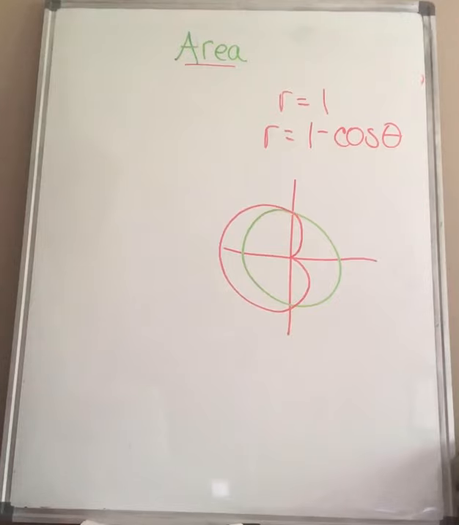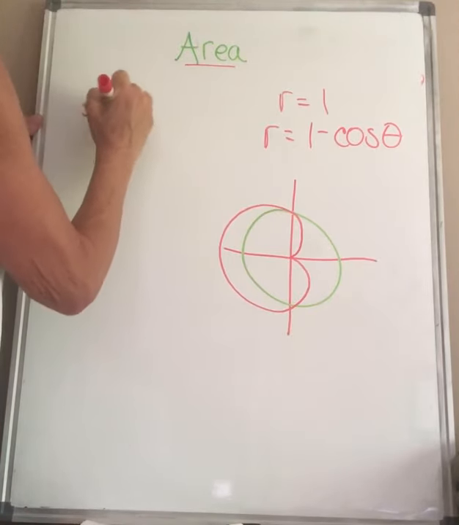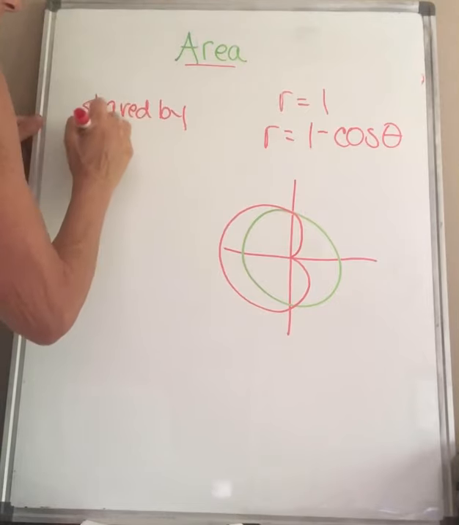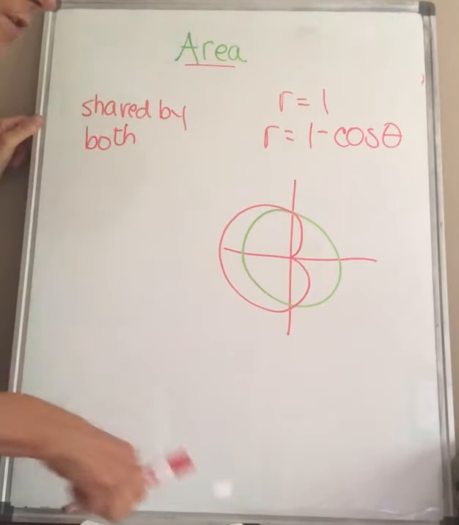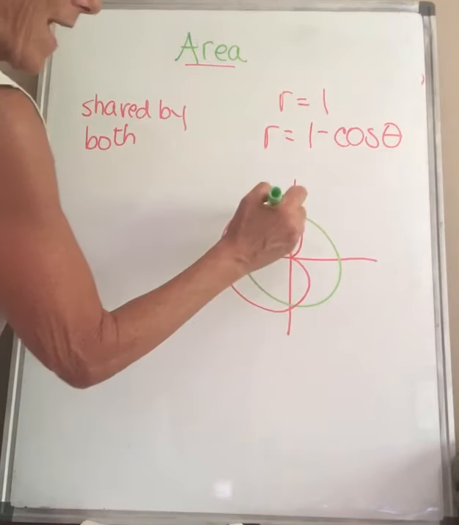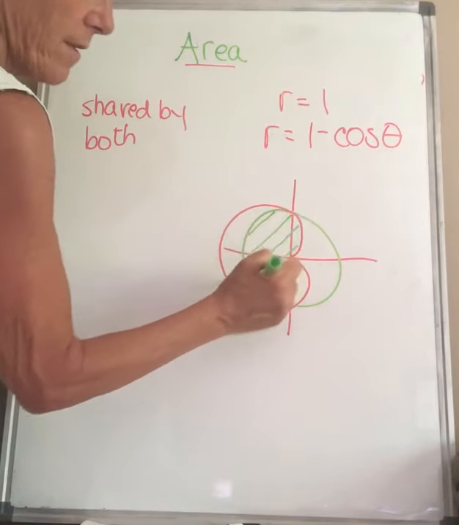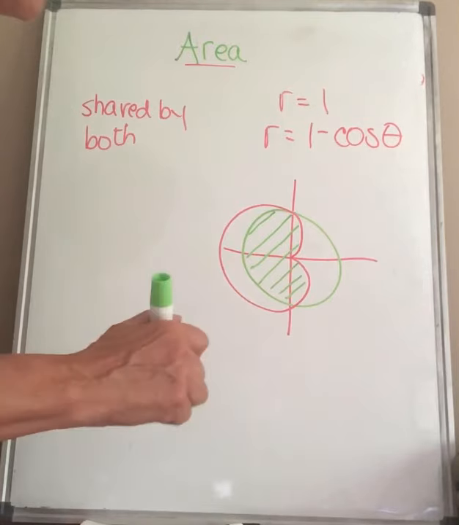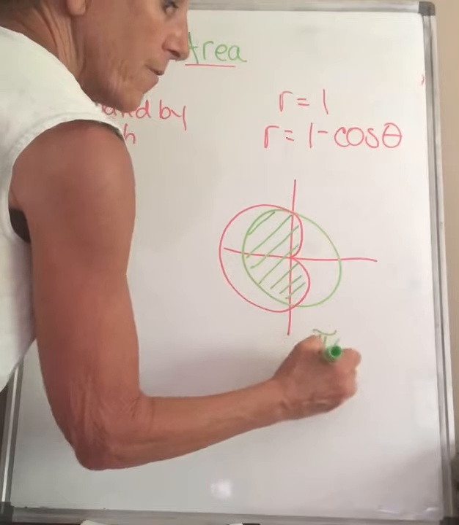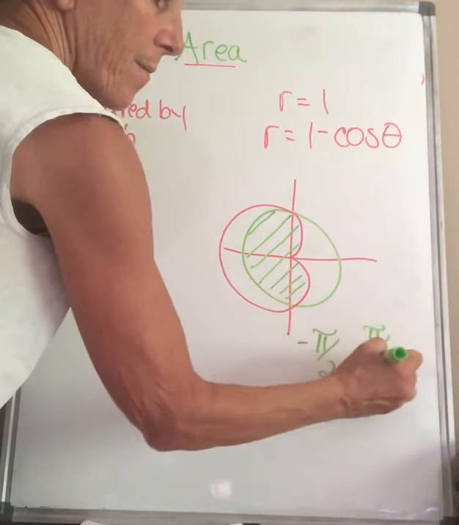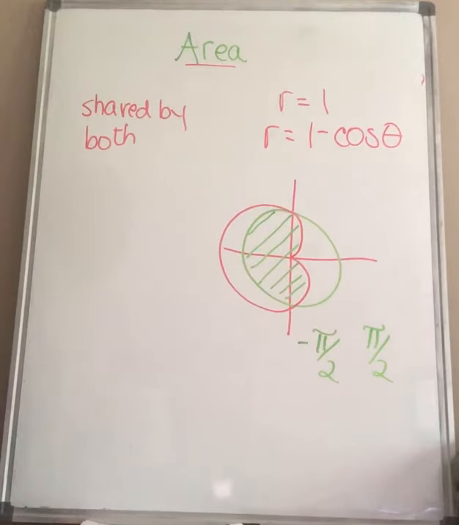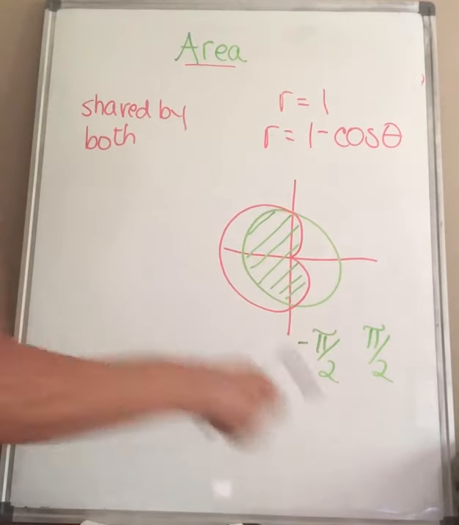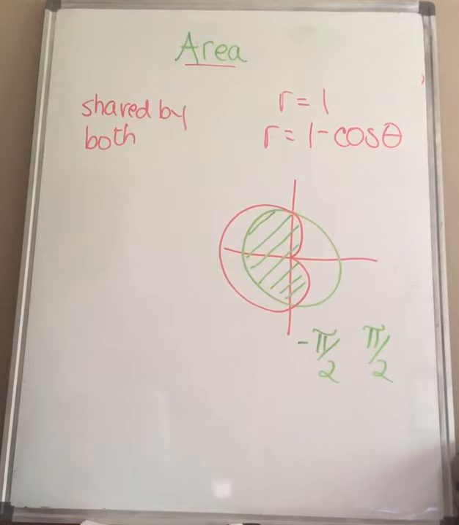Now using these two, let me state a different question. I want you to find the area of the region shared by both. Okay, so the region that's shared by both is actually this right here. If I were to color them each in, this right here is shared by both. The points of intersection were all up here. I'm going to ask you to let your theta min be negative pi over 2 and let your theta max be positive pi over 2. I'd like you to try that and see what region you get. Even though we might not get the right region, it can still get us the right answer.